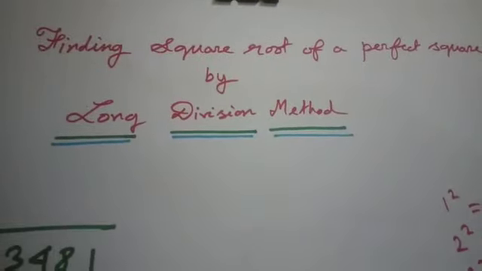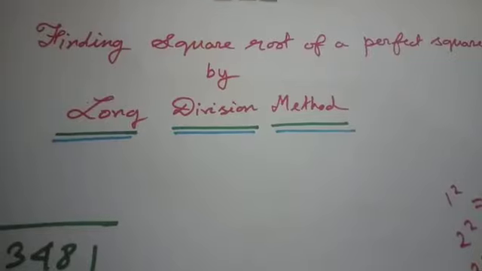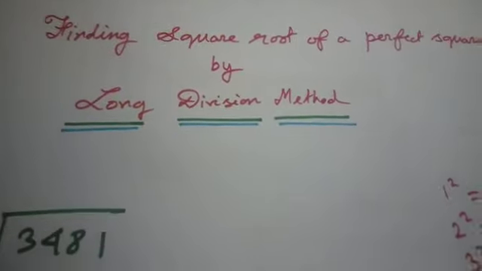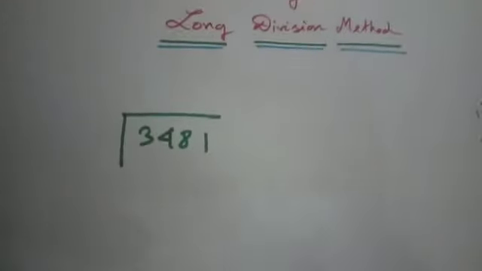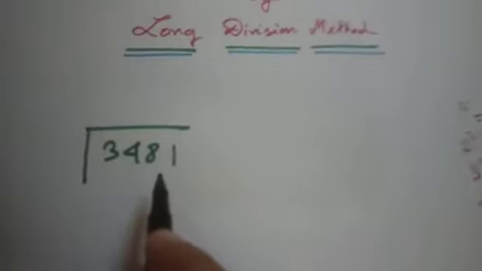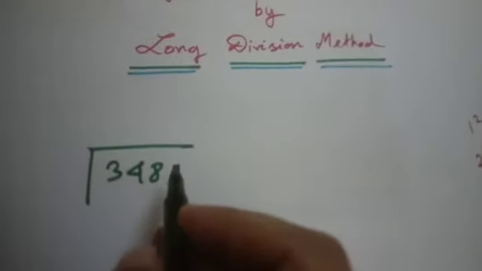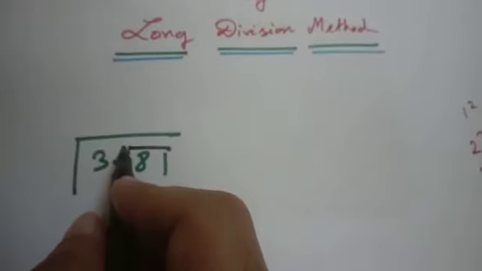Today we'll discuss finding the square root of a perfect square by the long division method. Let's see an example. The first number is 3481, and we pair the digits from right to left, that is 81 and 34. The first pair is 34.